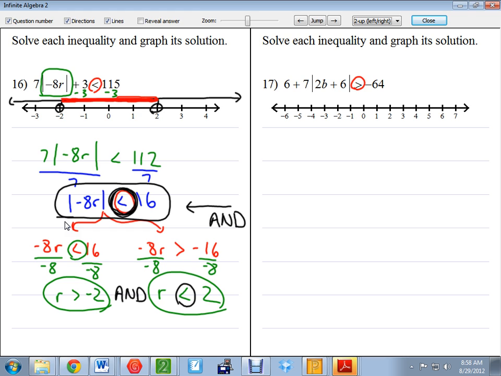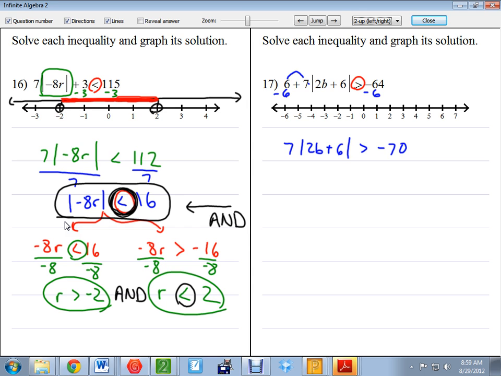On number 17, it is slightly different. As we look at the absolute value, we need to get it by itself. We want to start with this minus 6. Do not combine the 6 and the 7 together. These are not like terms that can be combined because this 7 is really being multiplied by the absolute value. So we can't combine them. Subtract 6 from both sides, and we have 7 times the absolute value of 2b plus 6 is greater than negative 64 minus 6, which is negative 70.